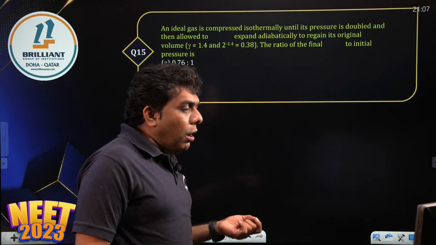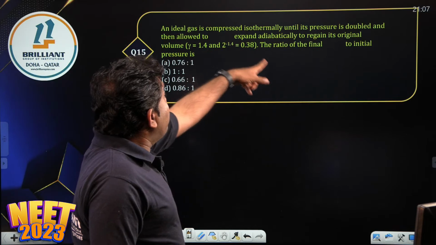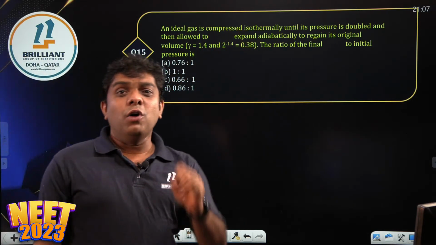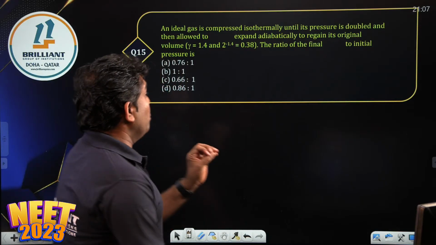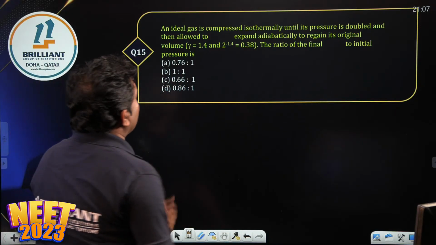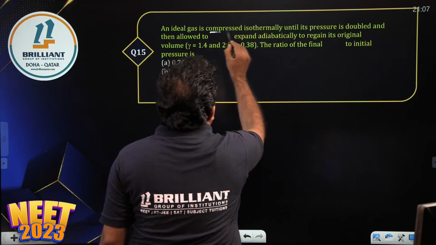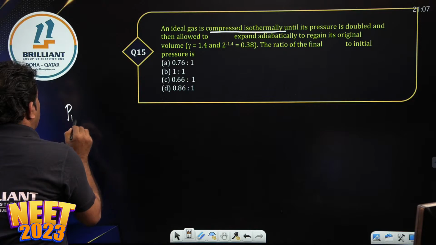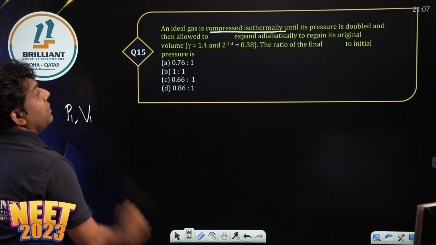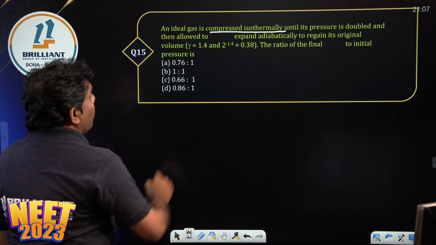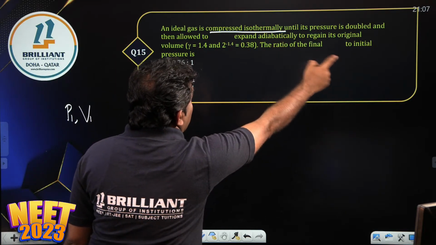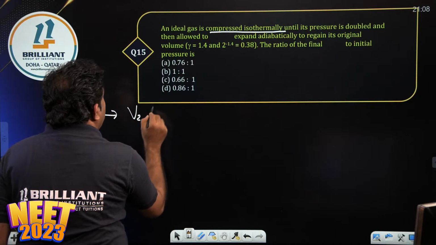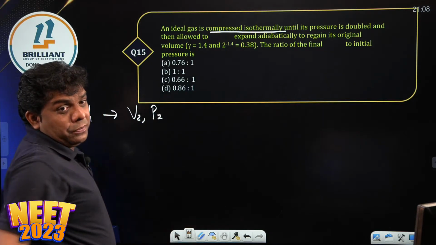The ratio of final to initial pressure that we want to find out. So how we will work this question? This question is also a tricky question, but we can work. There it is compressed isothermally. So I am assuming initial pressure is P1 and initial volume is V1. And now look, now it is changing, isothermally changing. So next one I am saying, its volume is V2 and pressure is P2.